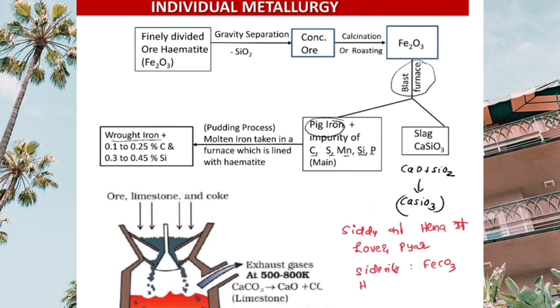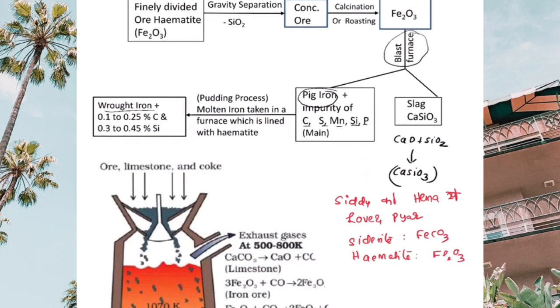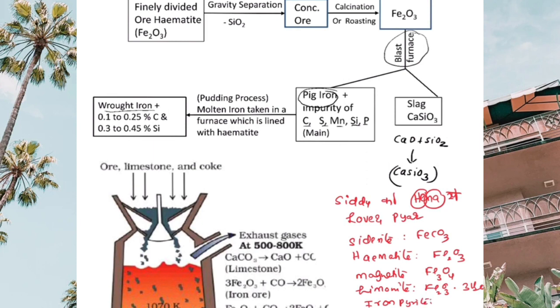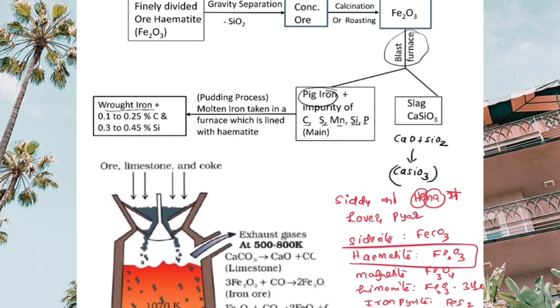Hema means hematite, first letters He, hematite, that is Fe2O3. Next, magnetite, Fe3O4. Love means limonite, Fe2O3.3H2O. Last one, Pair, is nothing but iron pyrite. So these are the minerals. But what did I say? The ore is nothing but hematite.